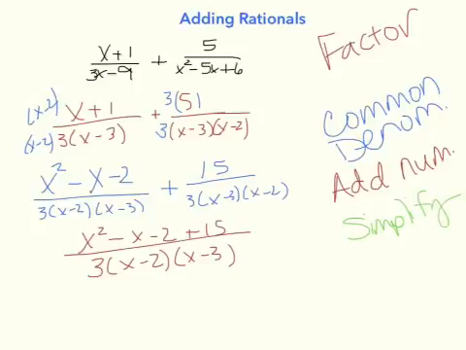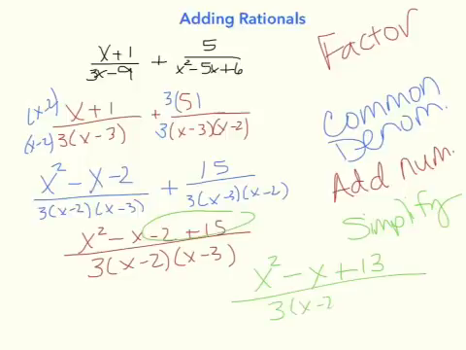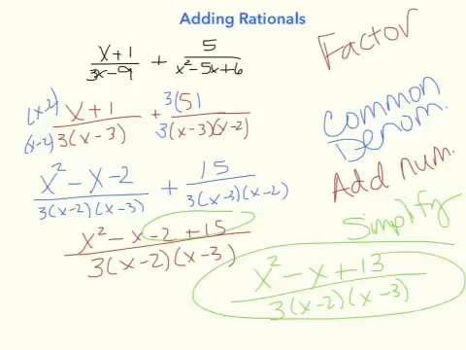on the numerator. So I can do minus 2 plus 15. So my final answer is x squared minus x plus 13 over 3 times x minus 2 times x minus 3. If you need to go back and rewatch the steps, definitely do so.